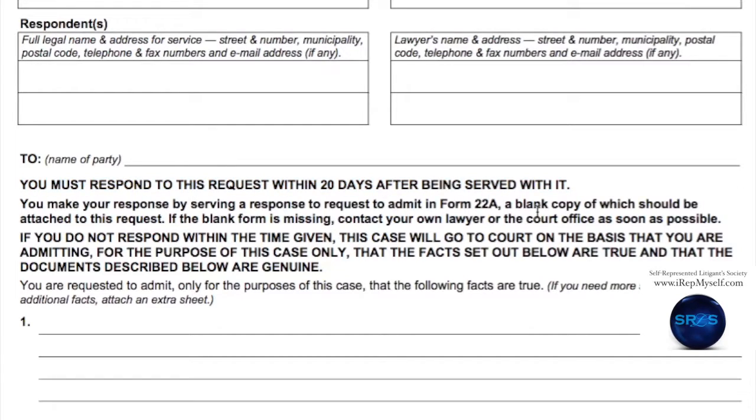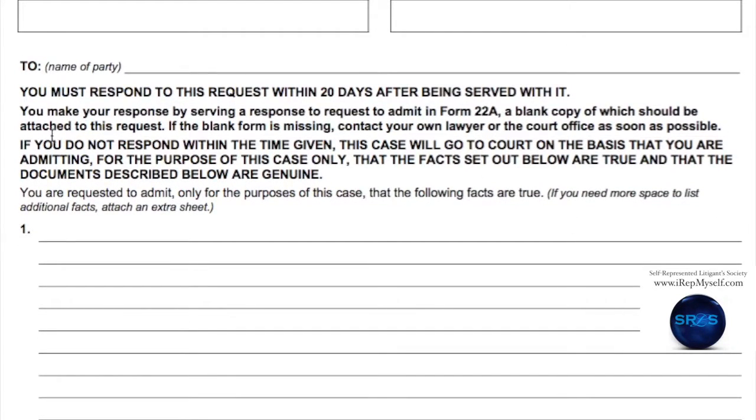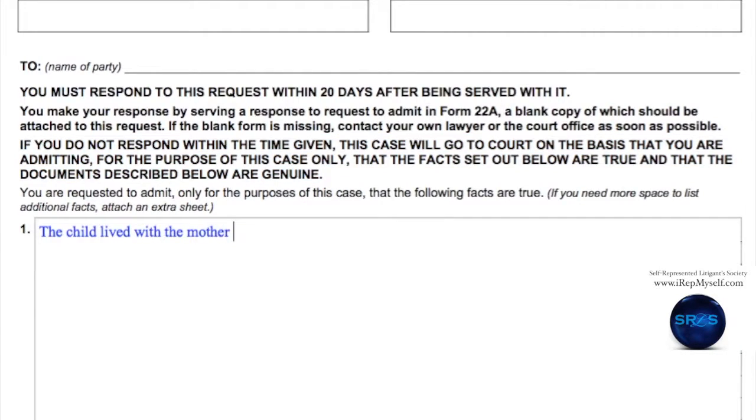This is called a request to admit form, and this is used in family law to essentially ask the other party questions, and I'm going to show you a sample of what that would look like. So once all the party names are filled out up above, and the file is filled in, then the person would put in here the question for the other party that I'm looking to have answered. The child lived with the mother between 2007 and 2008, after which the child began living with the father.